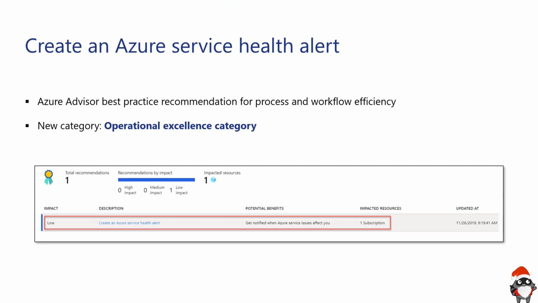The creation of a service health alert is also integrated in the recommendations in Azure Advisor. So when you don't set up such a service health alert, you will be informed about setting it up and how to set it up in the new category blade, Operational Excellence. At the bottom, you can see a screenshot of that specific recommendation. So if you click on the description, you will be redirected to the Azure Service Health page where you can create a service health alert.